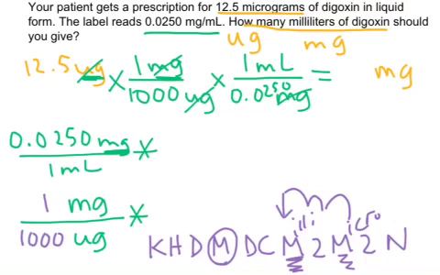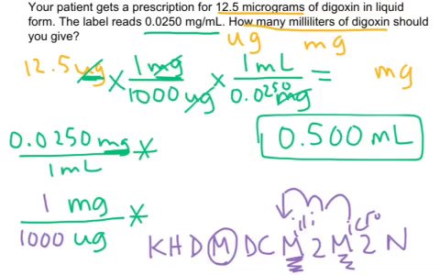Milligrams cancel. Once I multiply that through, I'm going to have 12.5 times 1 times 1 divided by 1,000 divided by 0.025, and that gives me an answer of 0.500 milliliters.